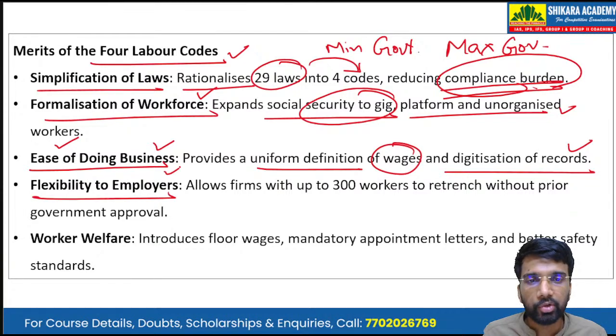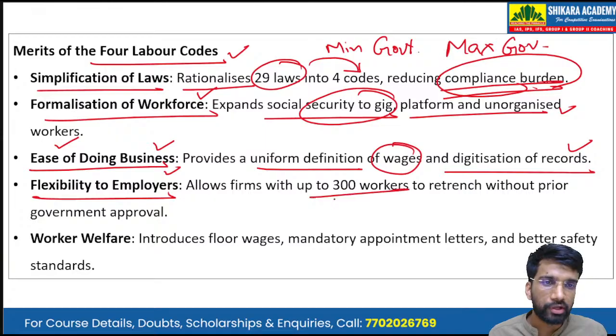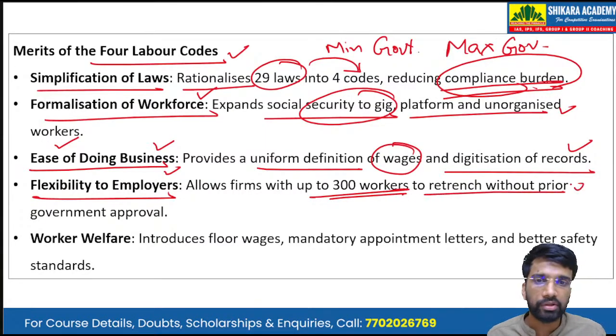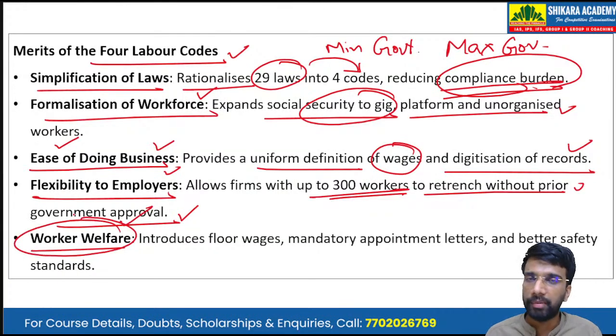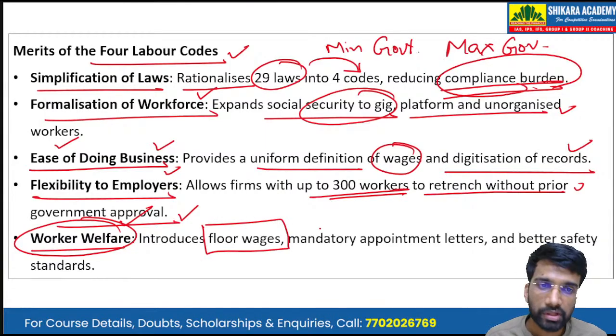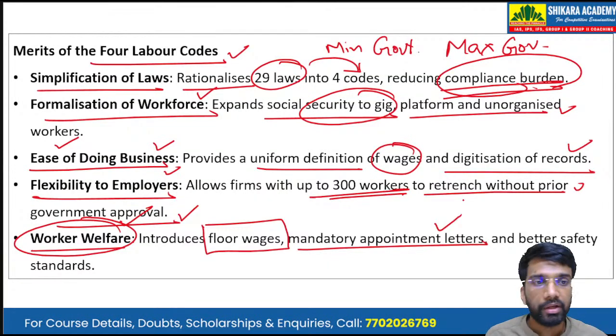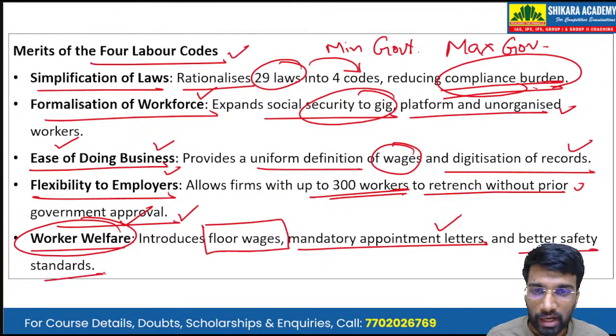Then there is flexibility to employers. It allows firms with up to 300 workers to retrench without prior government approval. Finally, it is aimed at worker welfare. The merit is worker welfare. It introduces floor wages, that is the minimum wages, mandatory appointment letters that have to be provided to the workers, and better safety standards.